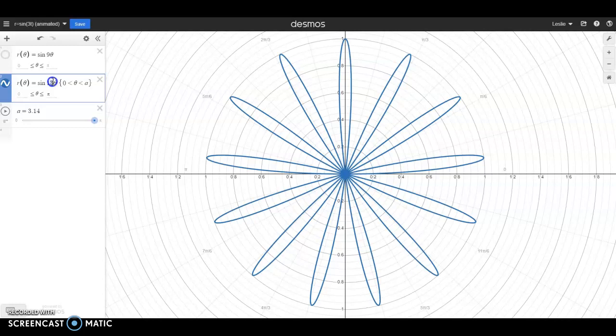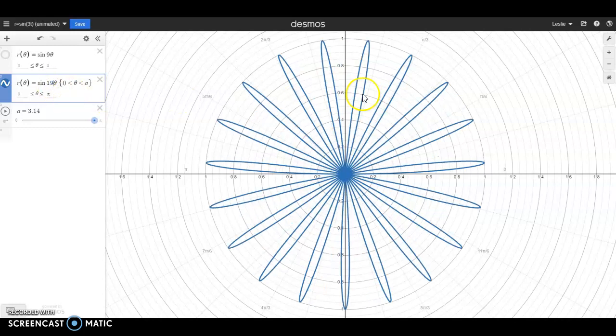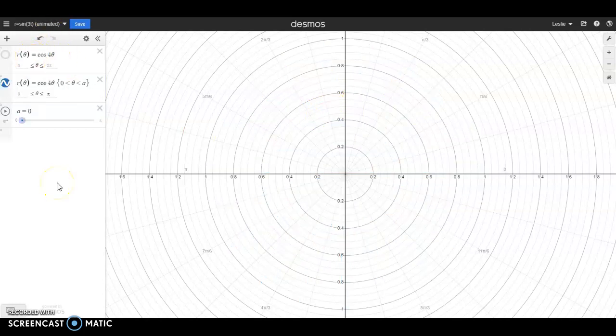There's the 13. How about 19? Starting here, I have 1, 2, 3, 4, 5, 6, 7, 8, 9, 10, 11, 12, 13, 14, 15, 16, 17, 18, 19 petals. So no real surprise. Now we know what these do. I forgot about my time limit with this software, so I'm going to stop here, and we'll do the next batch on a different video.